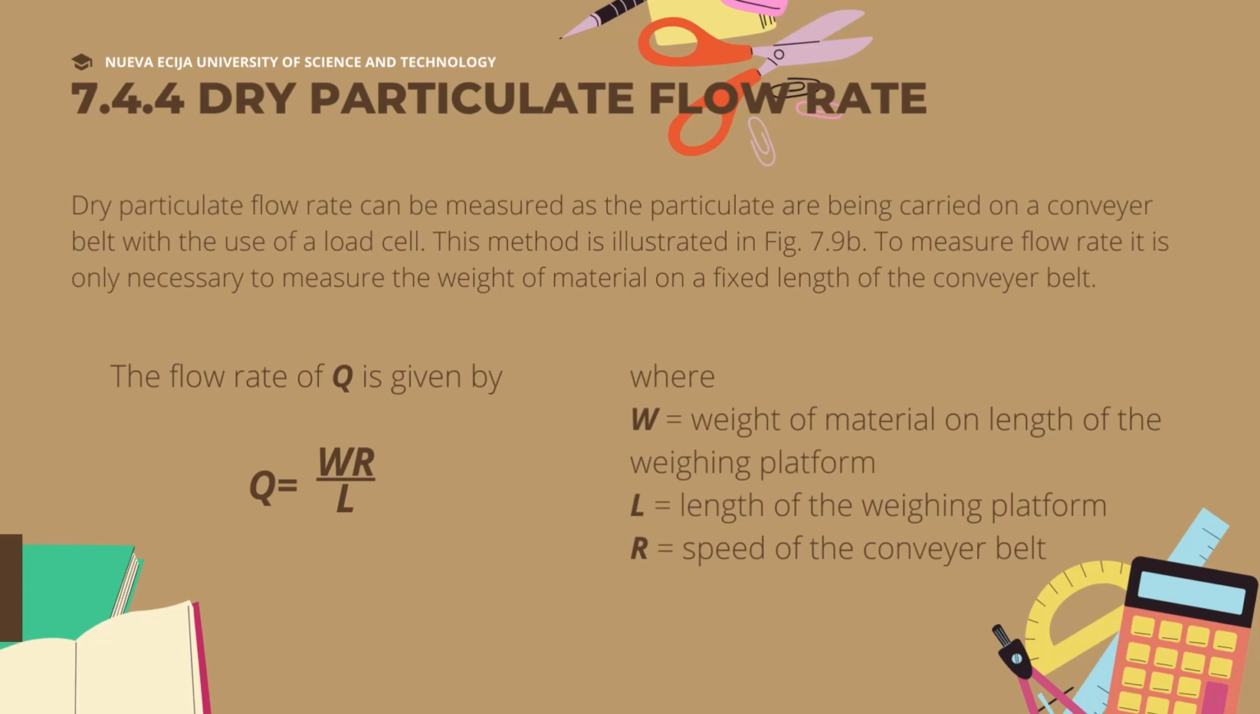The flow rate Q is given by Q equals WR over L. Wherein yung W natin dyan is si weight of material on length of the weighing platform. Yung L natin is length of the weighing platform. Yung R naman is yung speed of the conveyor belt. Next na tayo ulit.